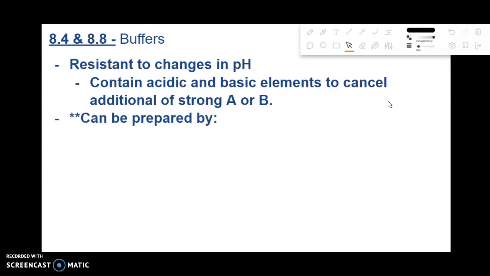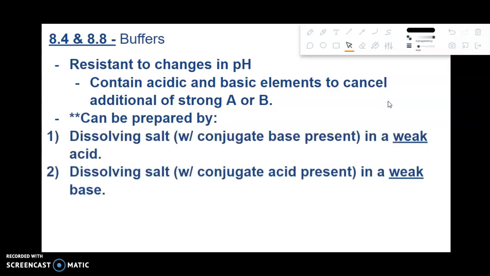This can be prepared in one of two ways. You could take the salt that contains a conjugate base of a weak acid. For example, if you have acetic acid and you dissolve sodium acetate in the acid, you've created a buffer solution. That's because the solution will now have acetic acid, which is the weak acid, and acetate ions, which is the conjugate base. You could also do the opposite.